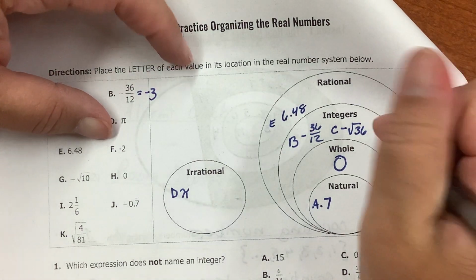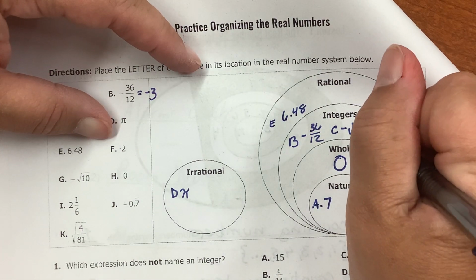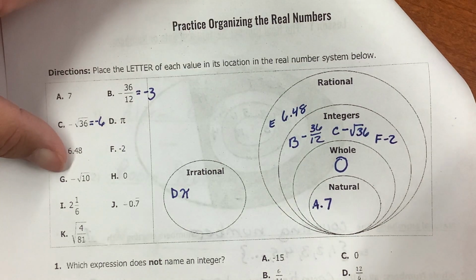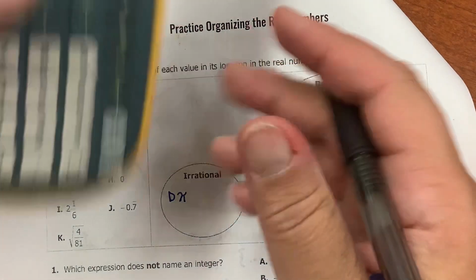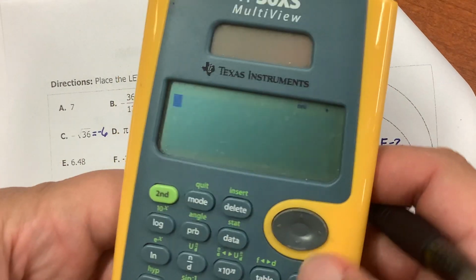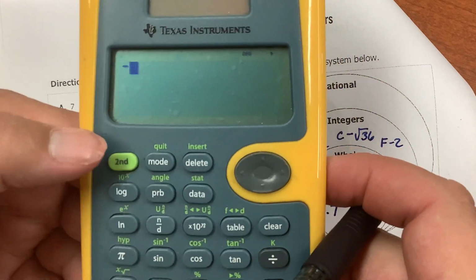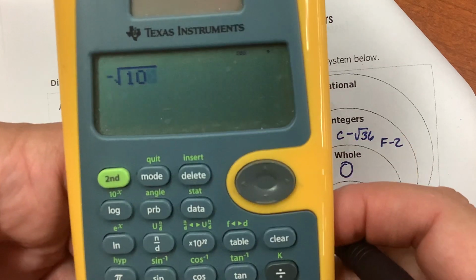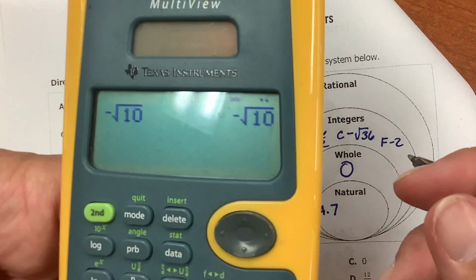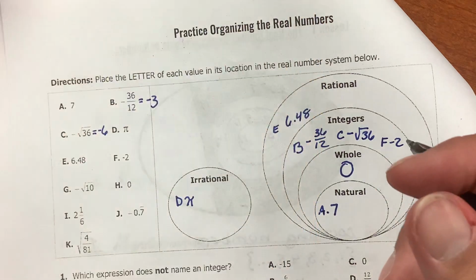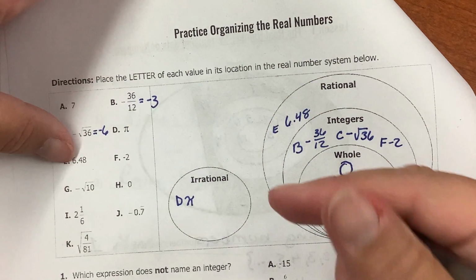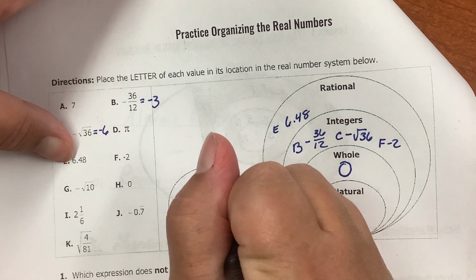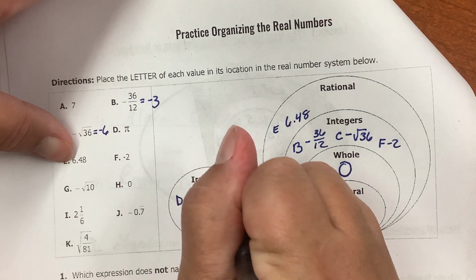Negative 2, that's an integer. So letter F, negative 2 is an integer. Negative square root of 10, let's put that in here too. Let's clear it up a little bit. And negative, second x squared, 10, and you get, oh, it didn't change. When it doesn't change, it's not rational. So that didn't change, it's not rational. It goes over here, letter G, the negative square root of 10.